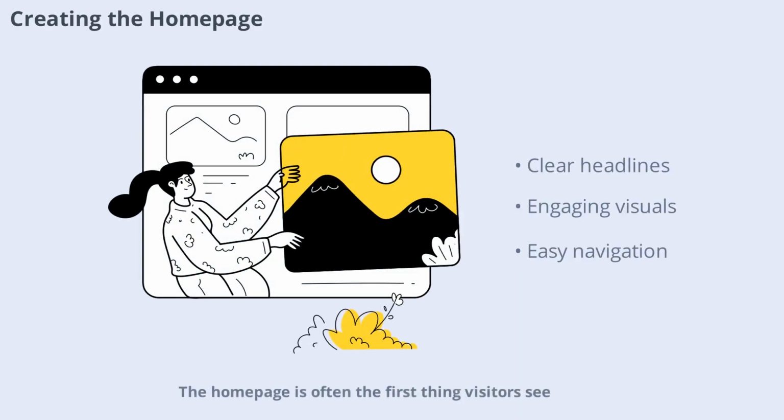The homepage is often the first thing visitors see. It should clearly communicate who you are and what you offer. Use engaging headlines, visuals, and easy navigation. Make sure your homepage loads quickly and looks great on all devices. A strong homepage sets the tone for the rest of your site or app.